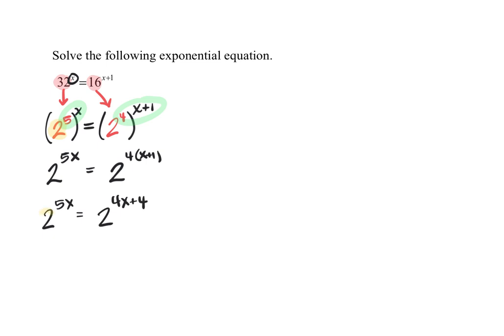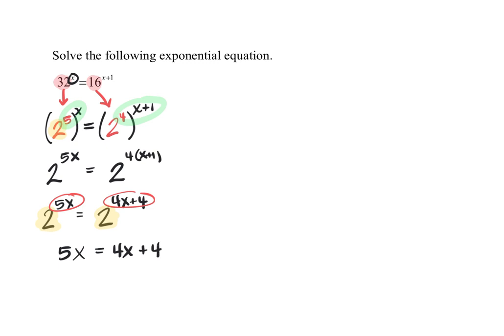Now you have a base of 2 on the left as well as a base of 2 on the right. And when the bases are the same, we know that the exponents will be equal. Sometimes that is called the uniqueness property. Sometimes they call that the equivalence property. But as long as you have common bases, the same base on the left and the same base on the right, then you can set your exponents equal to one another and continue solving.